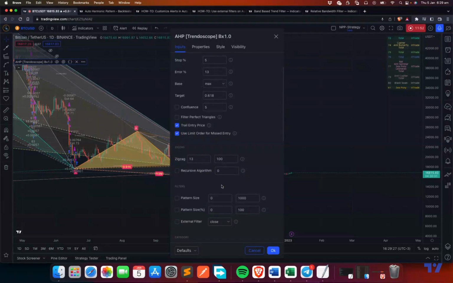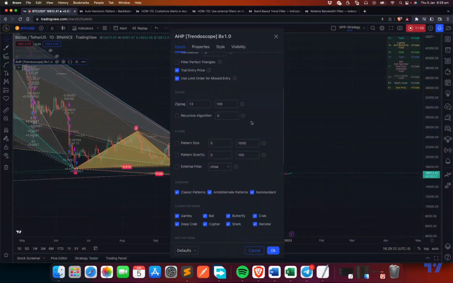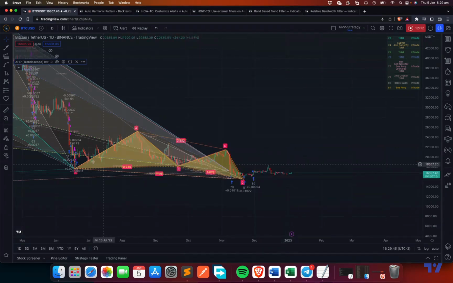So that's the same as Ultimate script. So the next important thing here is filters. Filters allow you to filter your trades based on certain conditions, like the pattern size in terms of bars, and the pattern size in terms of percentage. So bars is something like this, percentage is something like this. So it is based on the size of this pattern in terms of price.